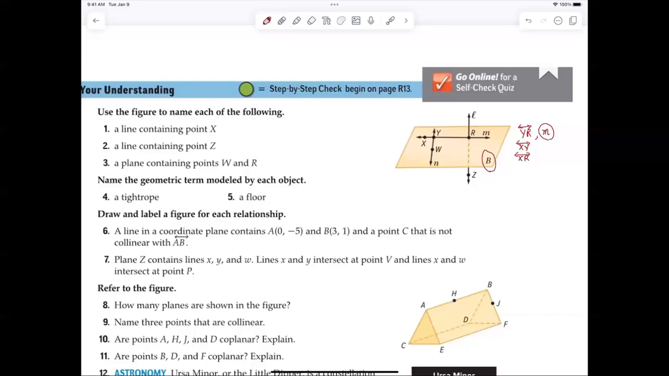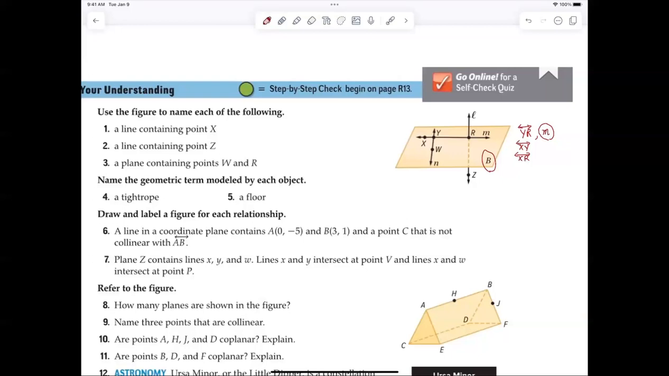Just like now, if I said, what's coplanar? What does coplanar mean? Points that are in the same plane. That's how simple it is. Collinear, points that are on the same line. Coplanar, points that are in the same plane. So if you want to define a plane, you have to define a plane with 3 non-collinear points.